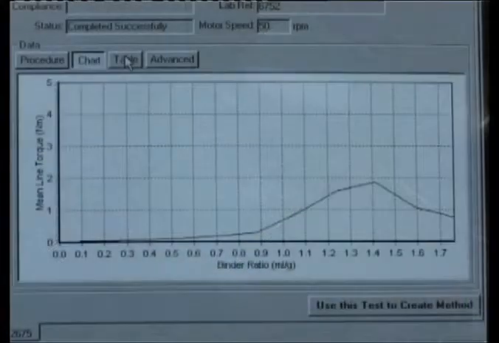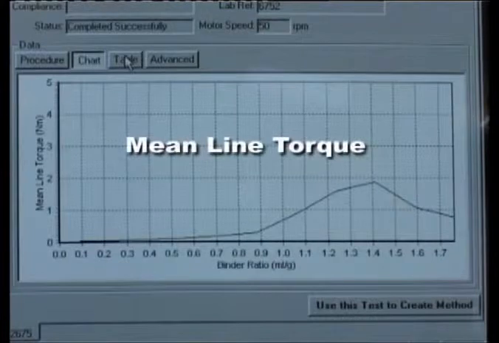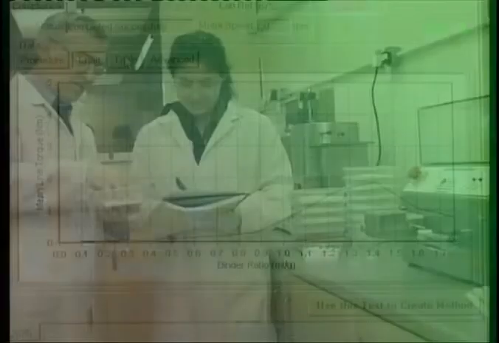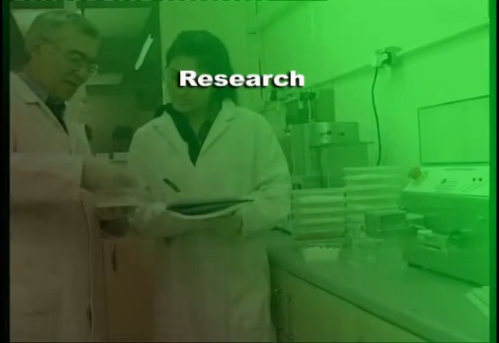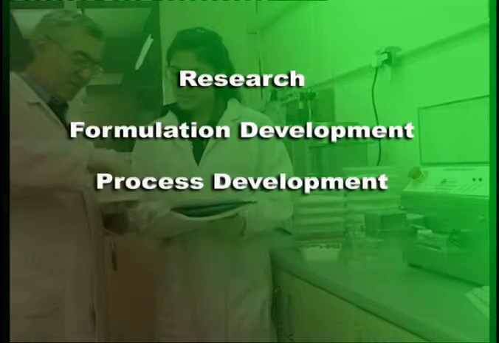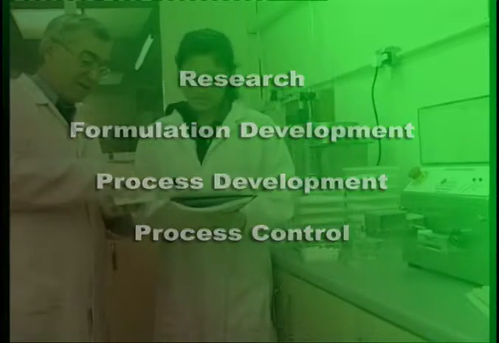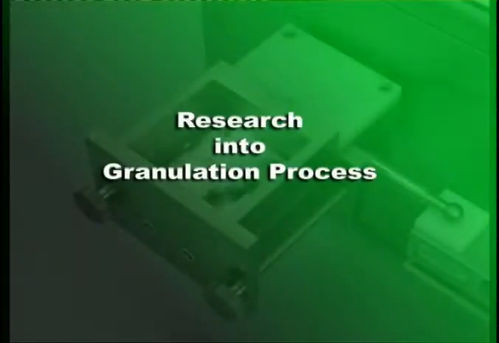The result most usually reported is the mean line torque. The mean line torque is the arithmetic mean of all data points collected during a logging period. MTR may be applied in the research, formulation development, process development and process control areas of pharmaceutical granulation. Investigations have been carried out into the granulation process.